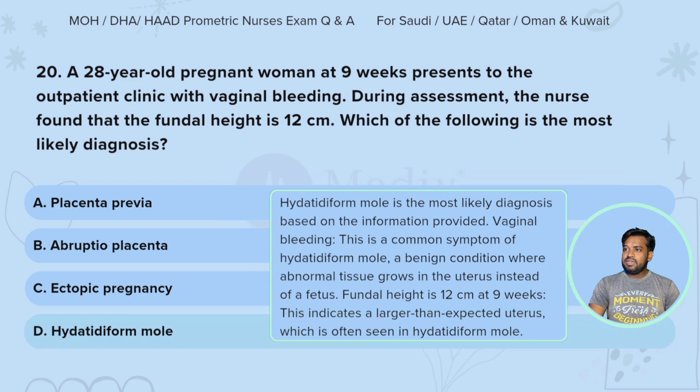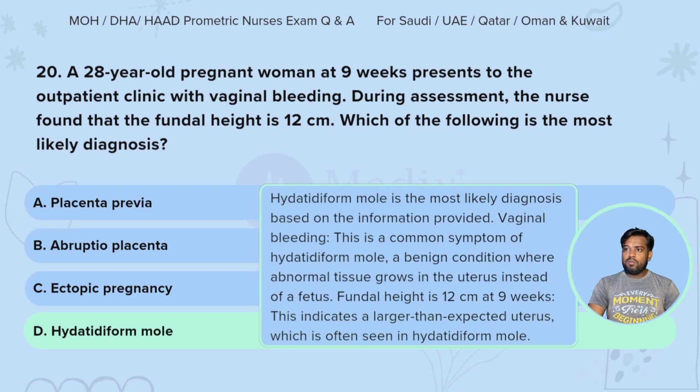The correct answer is D. Hydatidiform mole is the most likely diagnosis based on the information provided. Vaginal bleeding is the common symptom of hydatidiform mole, a benign condition where abnormal tissue grows in the uterus instead of a fetus. Fundal height of 12 centimeters at 9 weeks indicates a larger than expected uterus, which is often seen in hydatidiform mole.